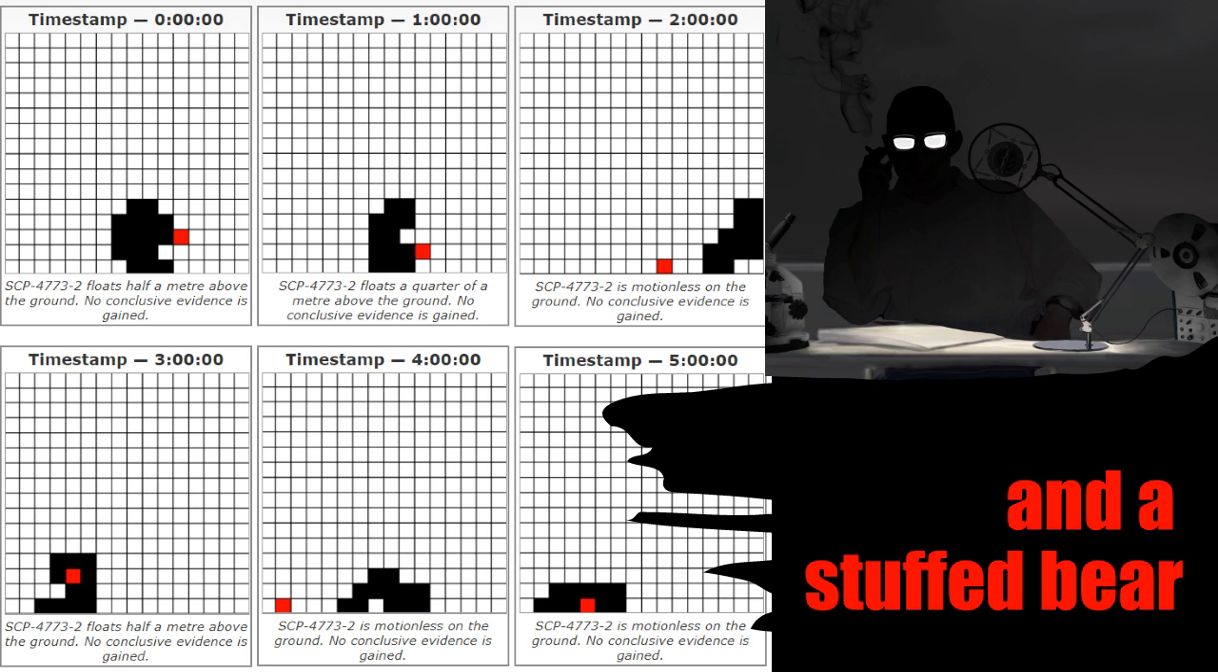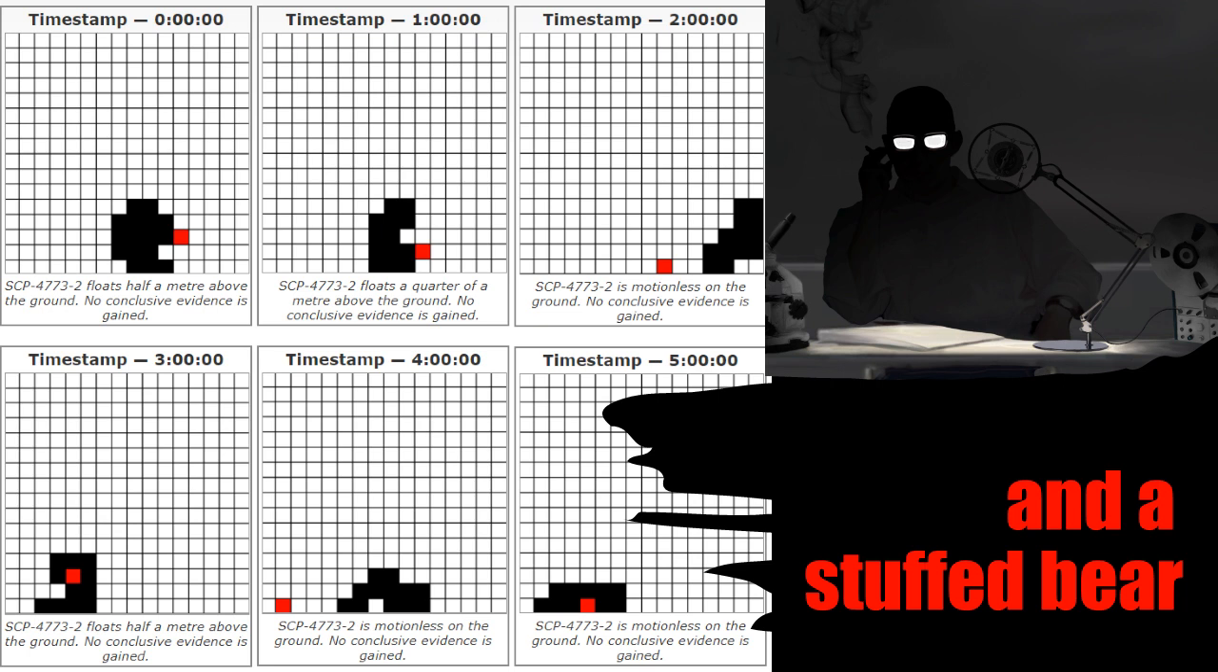SCP-4773-2 has been moved to a 4-meter by 4-meter by 4-meter containment cell. Size of chamber acts as a baseline for testing. See Addendum.1 for more information, at Site 96 for the purpose of testing. Containment Team CT-4773 are to remain on standby during the initial preliminary analysis phase of containment, which is ongoing.